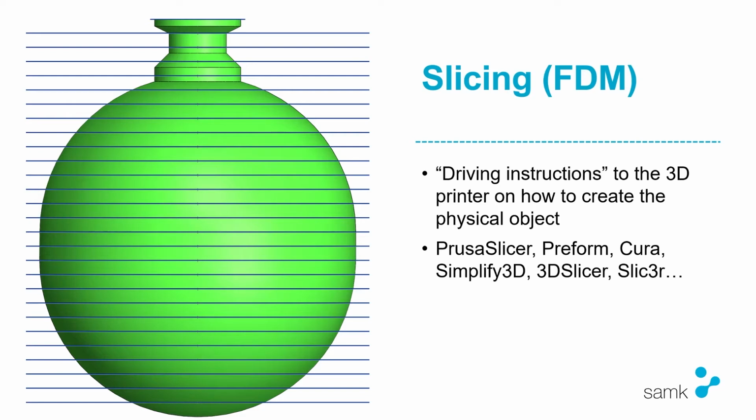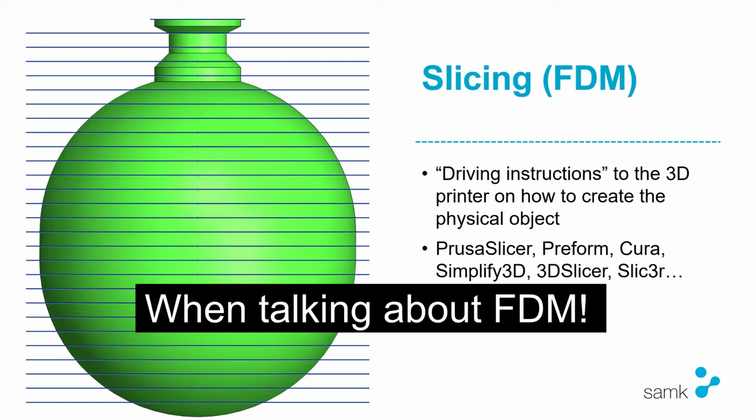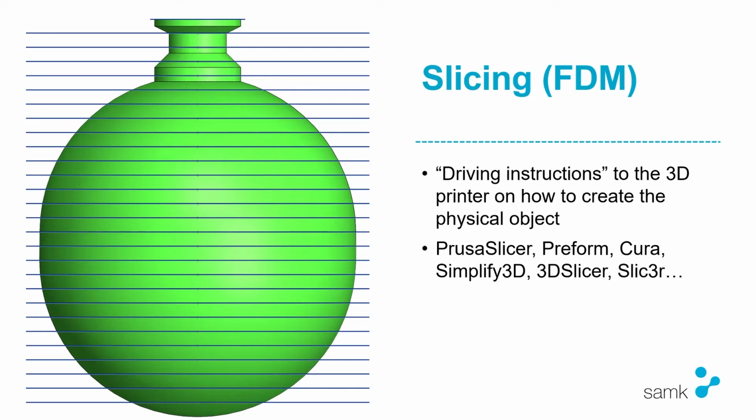So it cuts according to these lines and then looks at each one of them separately and checks how it would create the driving path for the 3D printer. After that's done, it will be exported into a G-code file. There are many slicers available, like PrusaSlicer, PreForm, Cura, Simplify3D, 3D Slicer, Slic3r. Many slicers are available, and most of them are free to use.